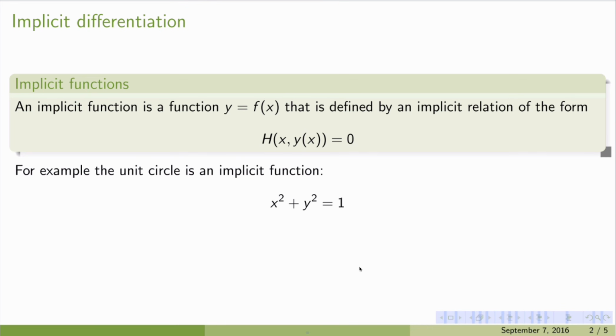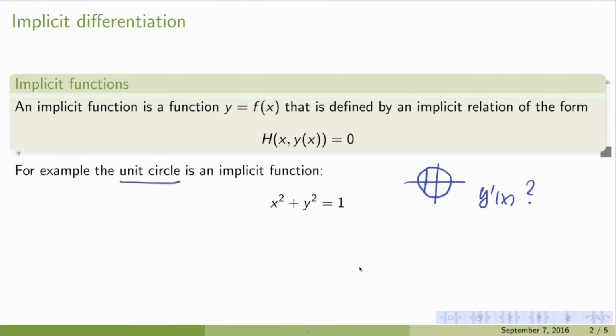So for example, the unit circle is an implicit function. Right, so you have all points x and y, so that x squared plus y squared is 1. This is a unit circle, and you cannot write the unit circle in this form, because for each value of x, here for example, you have two values of y. Still, it has a nice graph, so we might be interested in the derivative, y prime of x.